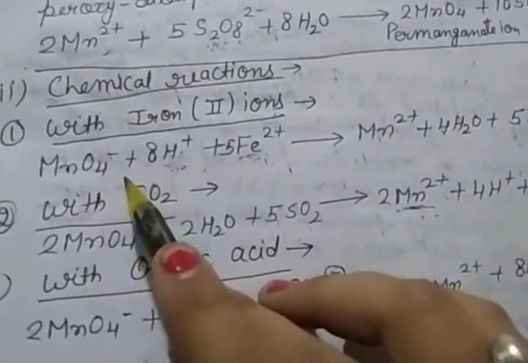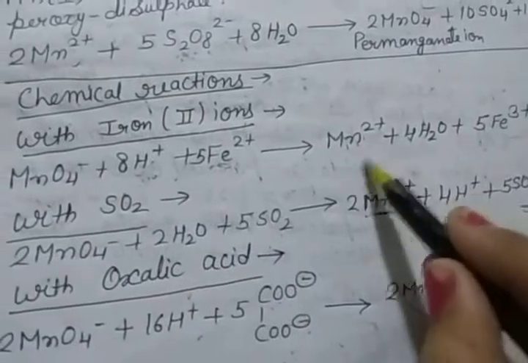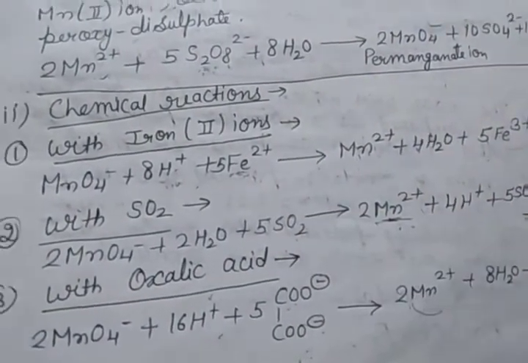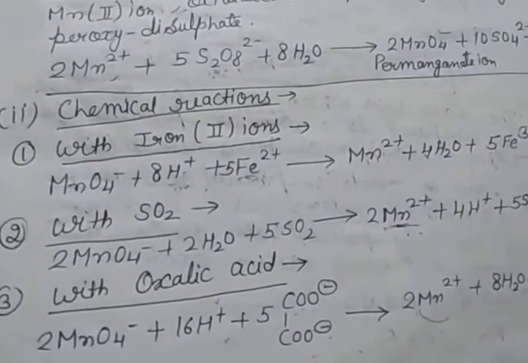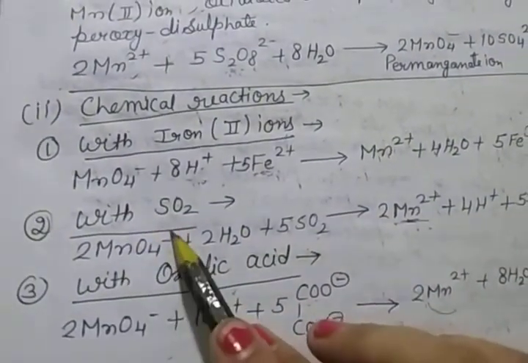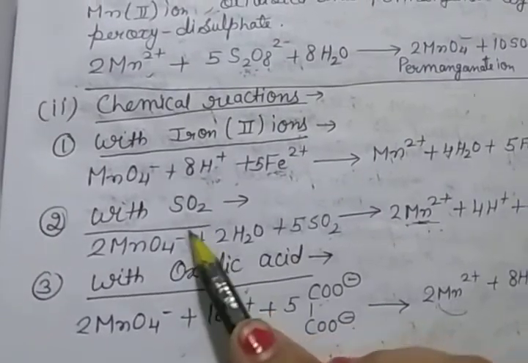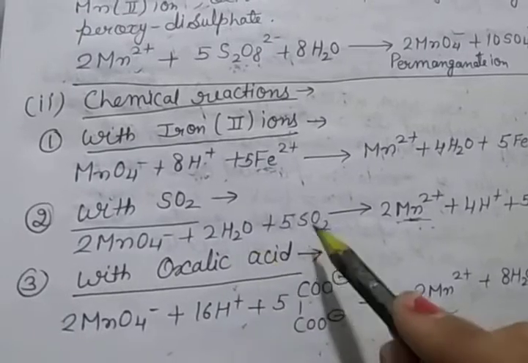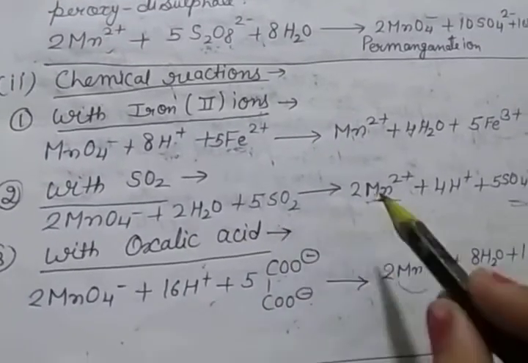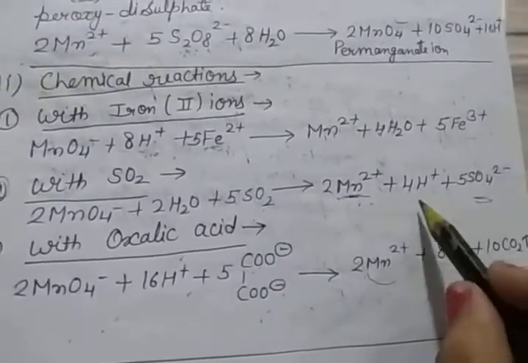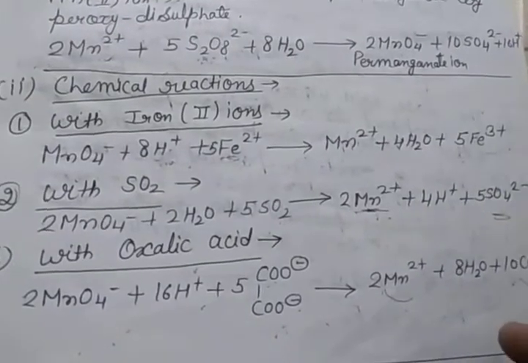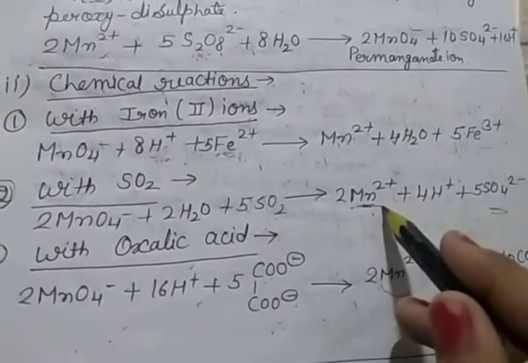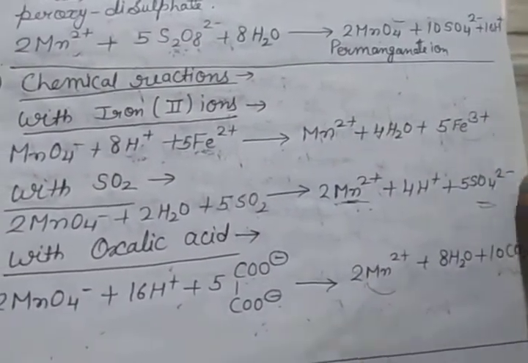MnO4 minus, the permanganate ion, converts into Mn2 plus, and the Fe2 plus ferrous ion converts into the Fe3 plus ferric ion. Then when it reacts with sulfur dioxide, SO2: 2MnO4 minus plus 2H2O plus 5SO2 converts into Mn2 plus, 4H plus, and SO4 2 minus. So the permanganate ion reacts with sulfur dioxide and converts into Mn2 plus and sulfate ion.